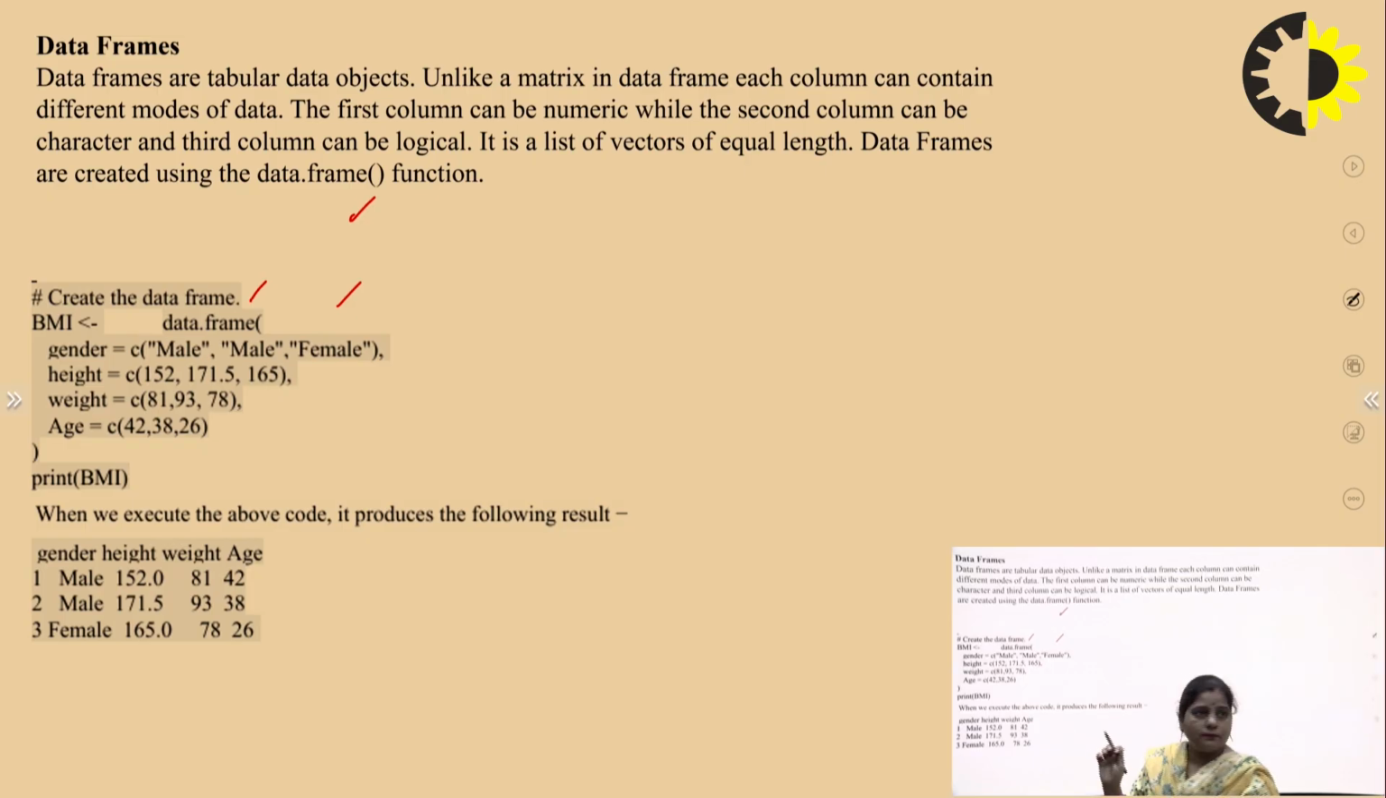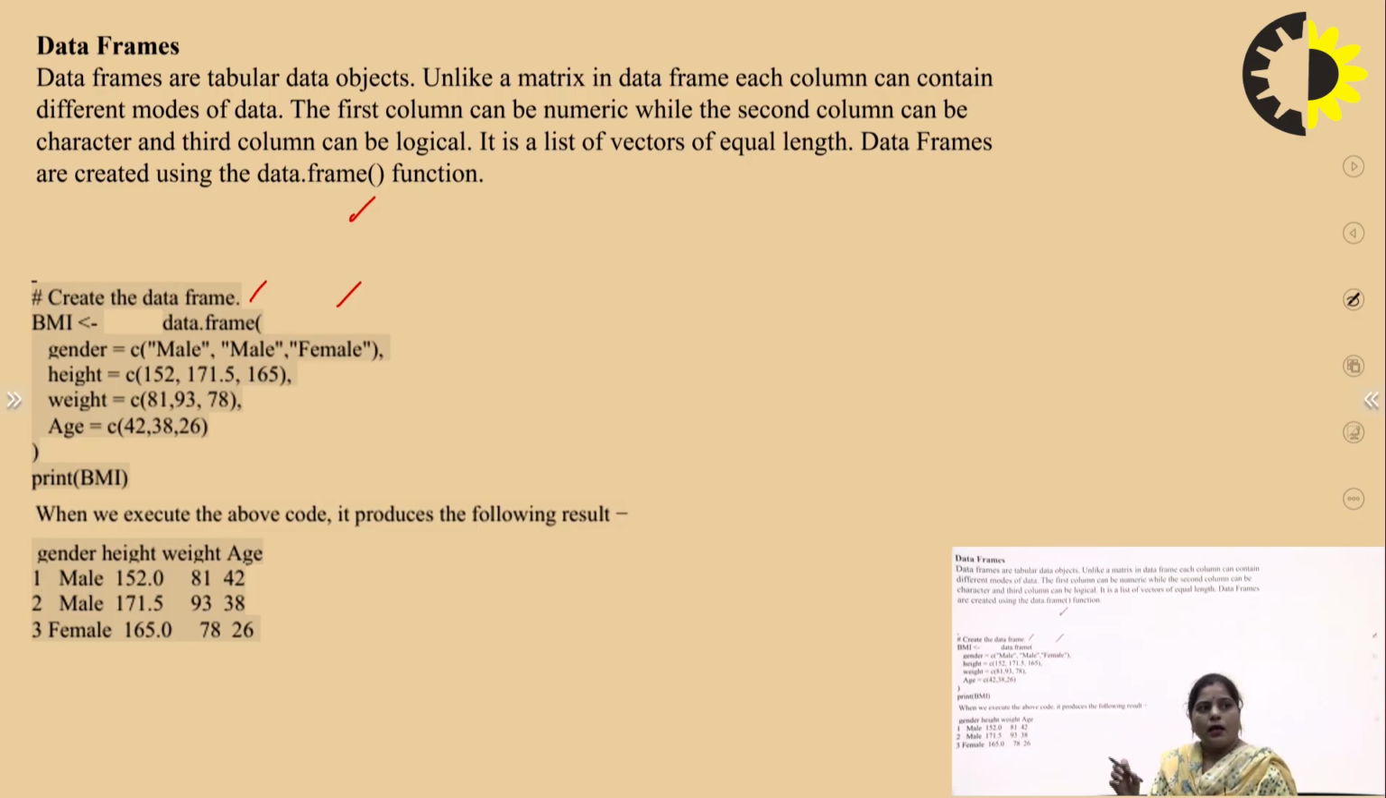Basically, these are the vectors, and inside these vectors we have a C function. In gender we have a C function which has a combination of male, female. In height we have a C function with different values. Weight has a C function with different values. Age has a C function with different values. So these are the vectors.